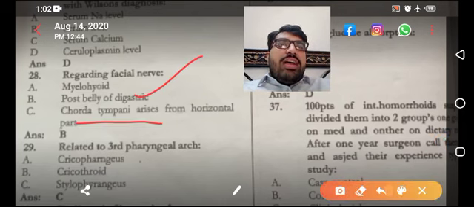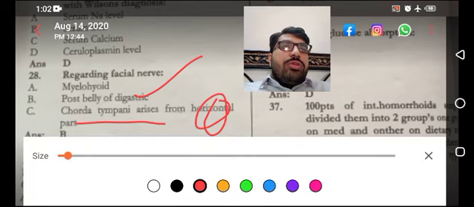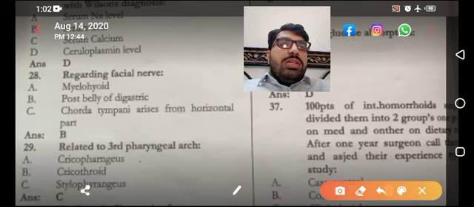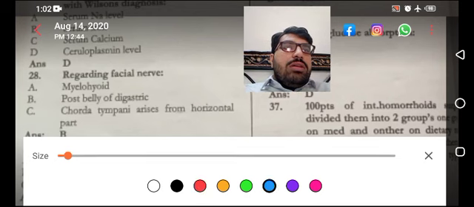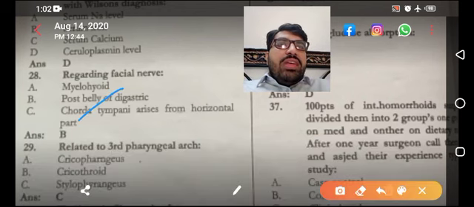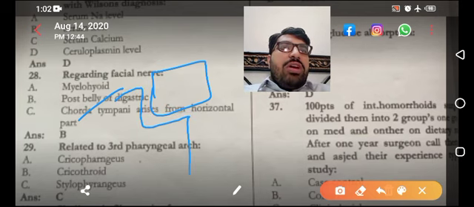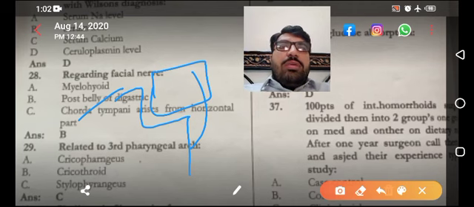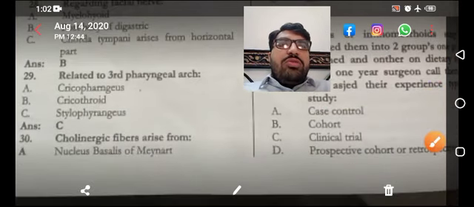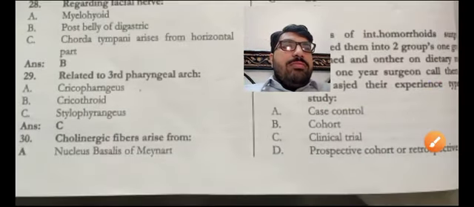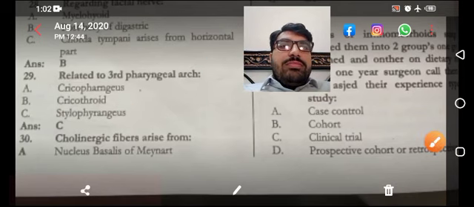The chorda tympani arises from the vertical portion, because if this is your facial nerve and this is your middle ear cavity, so it enters here, then it comes posterior, then comes down. The chorda tympani arises from this part, the vertical part. Coming next, related to third pharyngeal arch is the stylopharyngeus. That is the right answer.